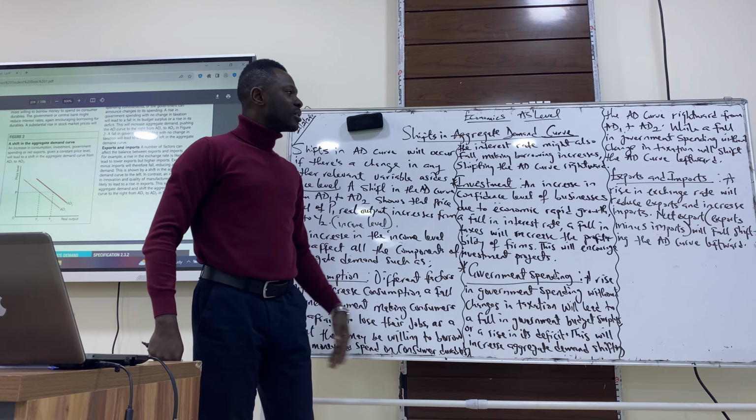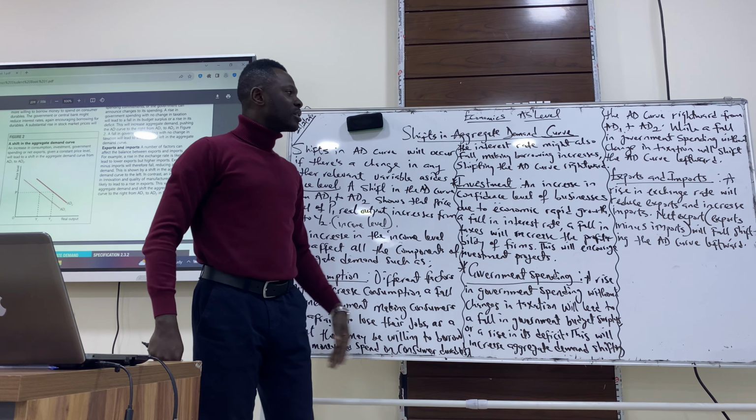And the last one is about the net exports and imports. A rise in exchange rate. So for export, we're talking about selling to foreign customers, and for imports, buying from foreign businesses. So a rise in exchange rate will reduce export and increase imports. So that means net export minus imports will fall, shifting the aggregate demand curve leftward.